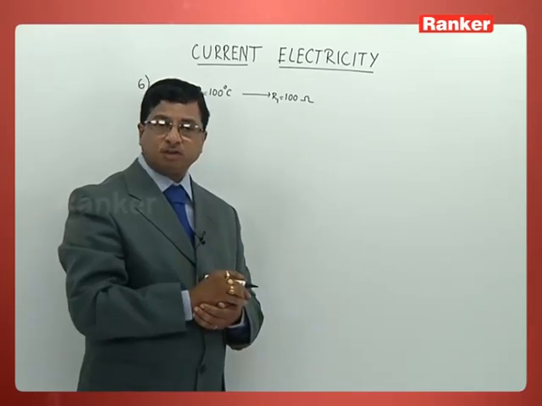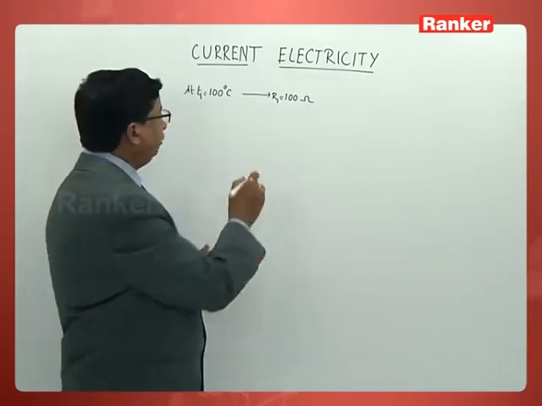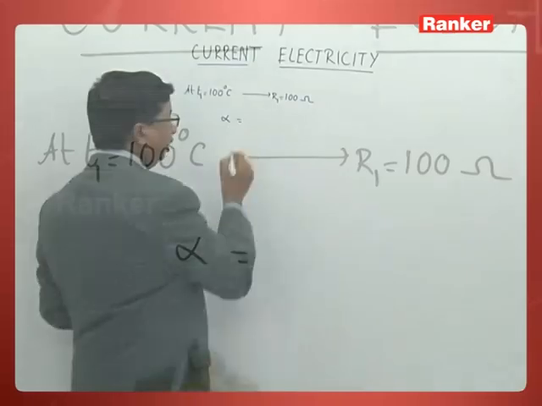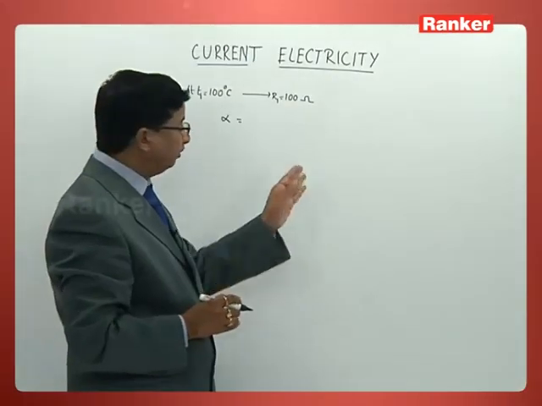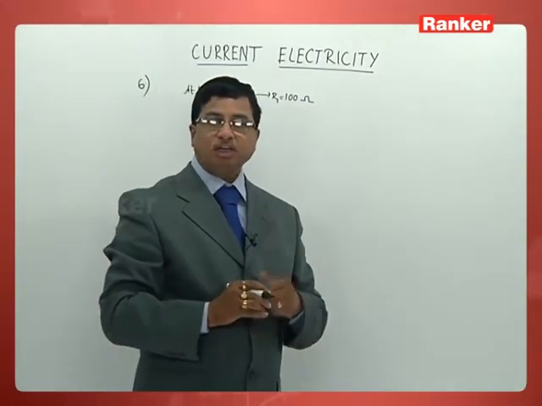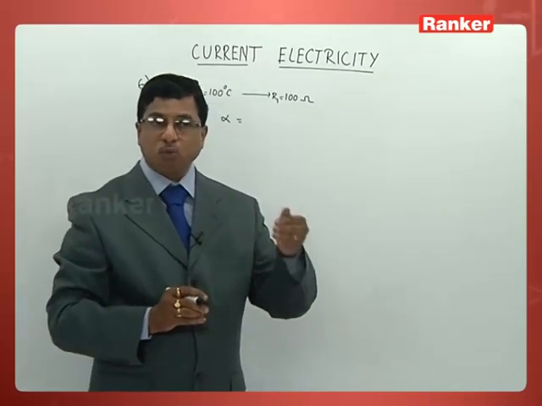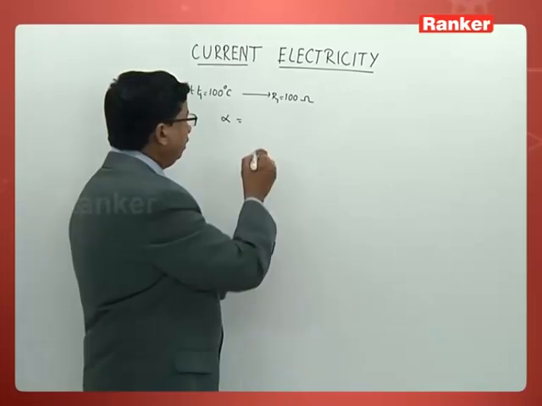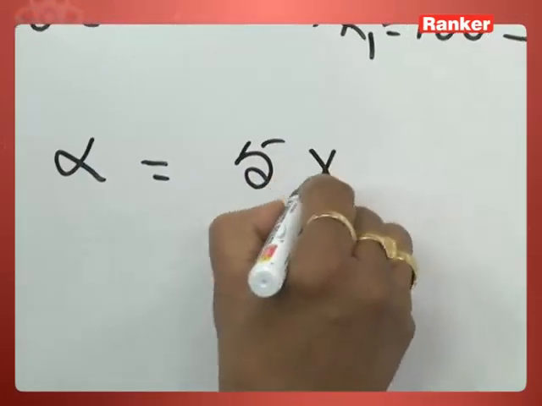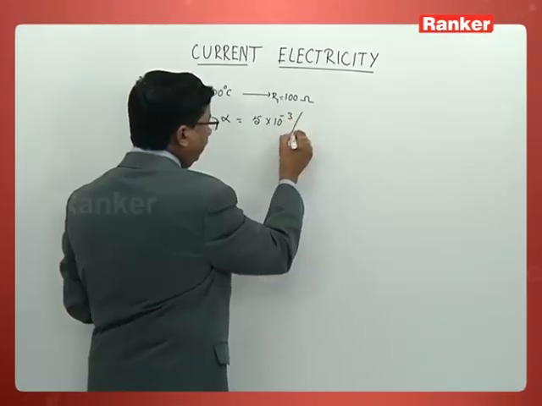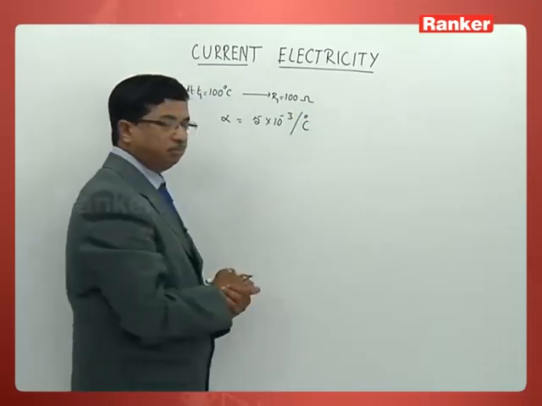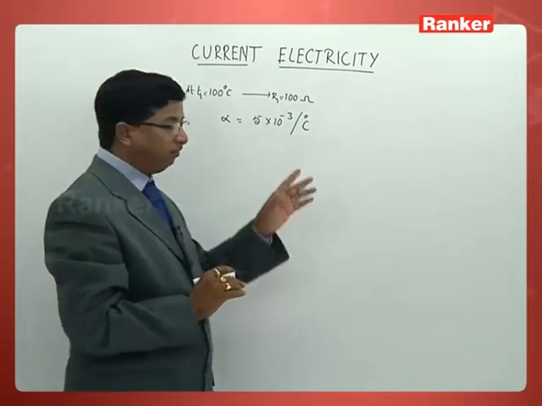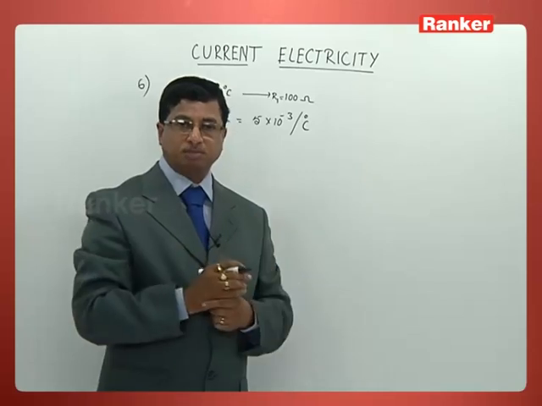And what next he is talking? Alpha value is provided. Already we have discussed alpha in one of the problems earlier. It is the temperature coefficient of resistance. So alpha is given 5 into 10 to the power minus 3 per degree centigrade. That is the value of alpha that has been mentioned.